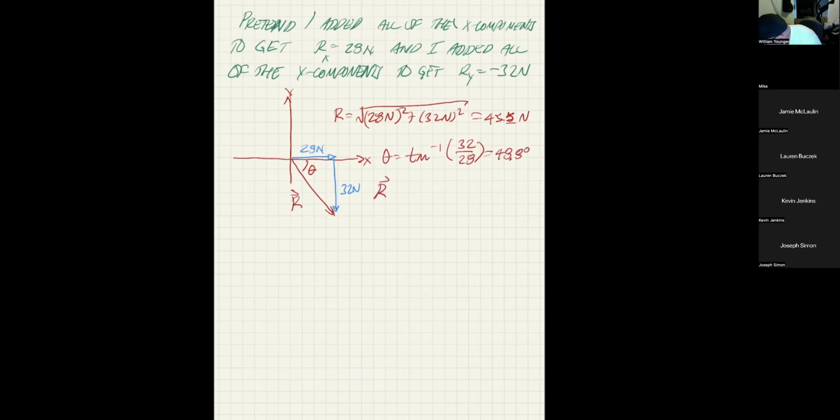So I could report R is equal to 45.5 newtons at negative 48.8 degrees. And that is an acceptable way to report it. I could also say 48.8 degrees south of east. I could also say 42.2 degrees east of south. That would be another option, so on and so forth. But that's the final part of the adding of vectors. You just have to do that.